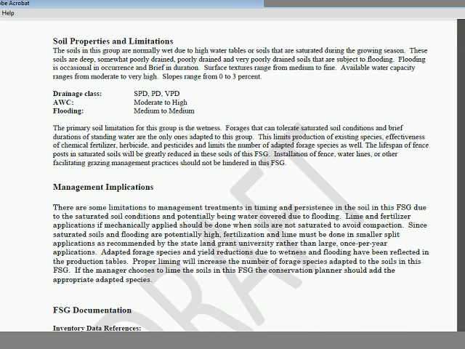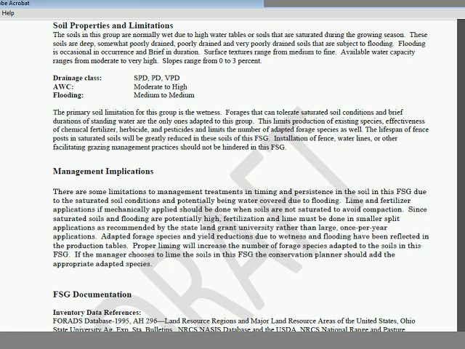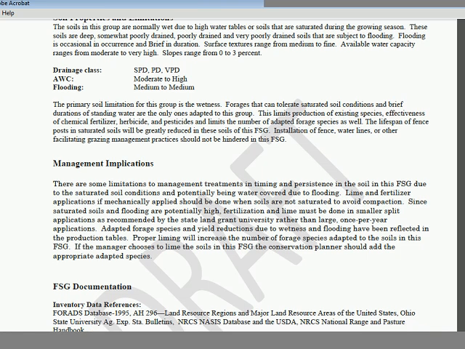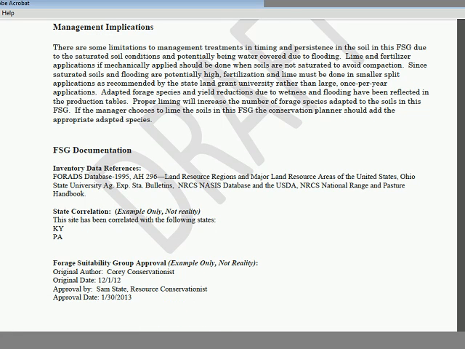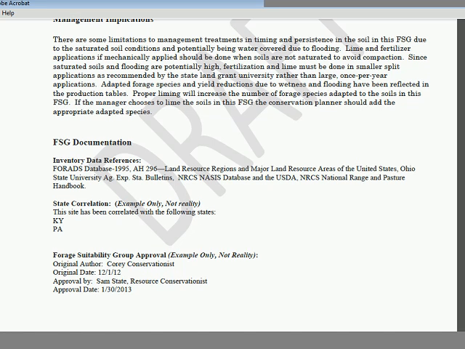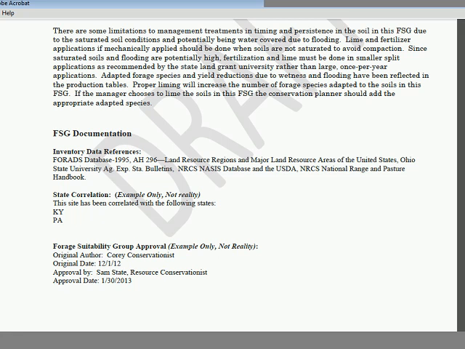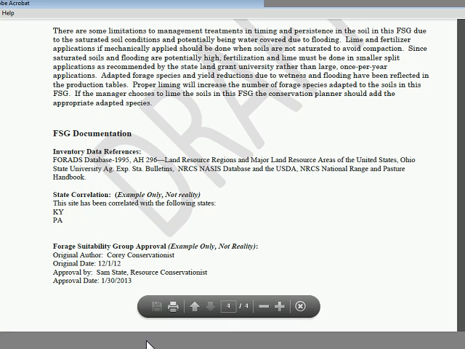And there is some narrative, but it's not real long, where we talk about what those limitations to the soils are. They're going to affect our forage growth. What are the management implications of that? And then it just shows you how to do the documentation. And I put in there in italics, this is examples only. This is not reality. They haven't correlated their stuff with Kentucky and Pennsylvania yet. So they were just at a draft stage of these forage suitability groups. And then, of course, you have to have the approval process.